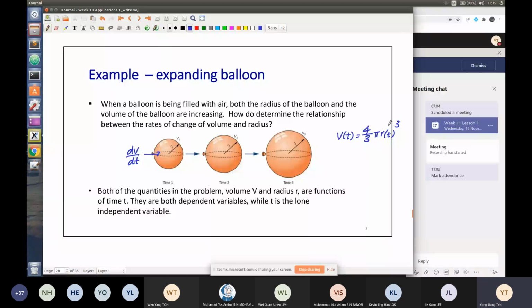Okay, so I think some of you may have observed that you can actually just differentiate and then use your chain rule in the process, and you will be able to derive the relationship for r prime in terms of V prime. Okay, so therefore the chain rule is being extensively used here once again.